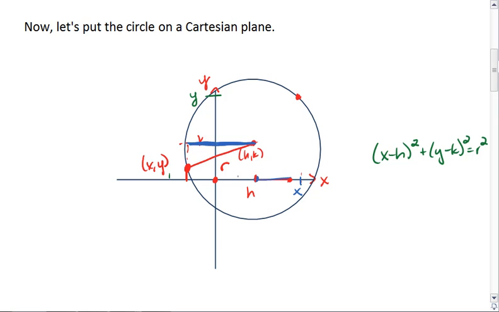so let's just try some numbers here. Let's say that this was 3 and this is negative 2. Well, negative 2 minus the h, minus 3, gives us a negative 5, which is in fact what this distance here is. So we still use x minus h. That same idea keeps this length as y minus k.